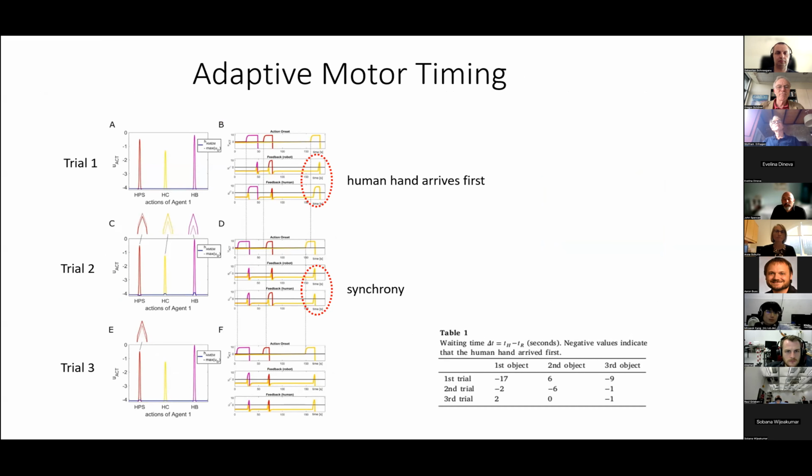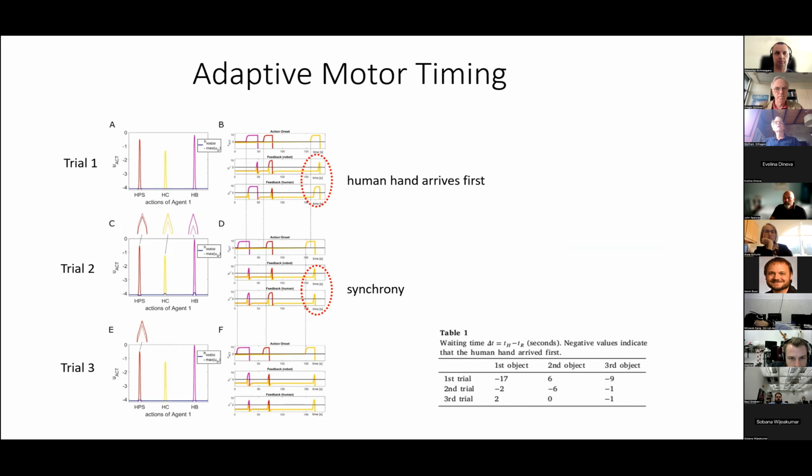The red circle here indicates there's a mismatch in the temporal evolution of activity in the two feedback fields. Actually, here the human activity is earlier than the robot, meaning that the human hand arrives first. So now we adjust the strength with these adaptation mechanisms. We increase a bit the pre-shaping here. And now you see that the activation evolves in synchrony.